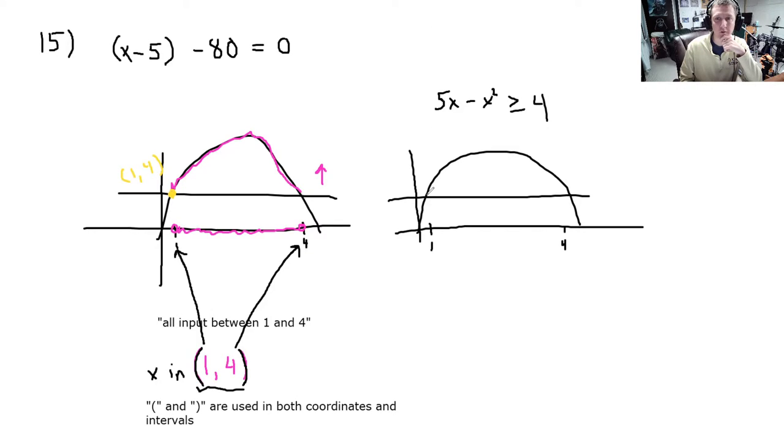Our graphs are equal at these intersection points. The parabola is bigger in between those two points. So we can include 1, we can include everything in between them, and we can include 4. So now, instead of these parentheses, we use square brackets with the same endpoints. So this is the interval. x is in this interval. And so long as that is the case, we know that the left-hand side is bigger than or equal to the right-hand side.